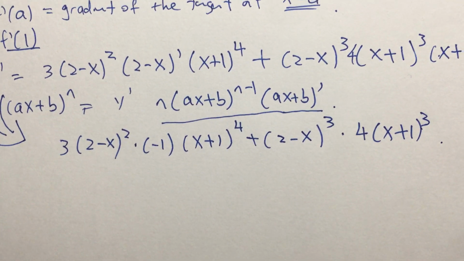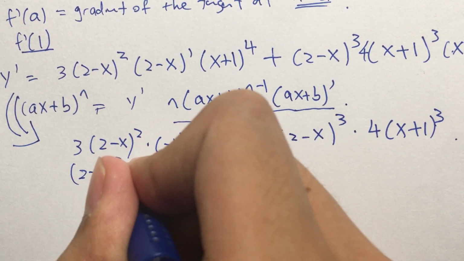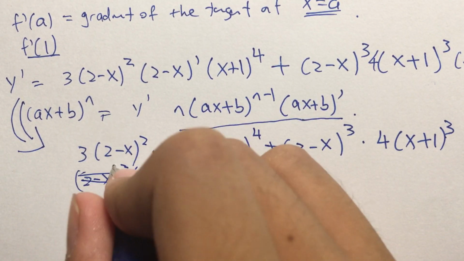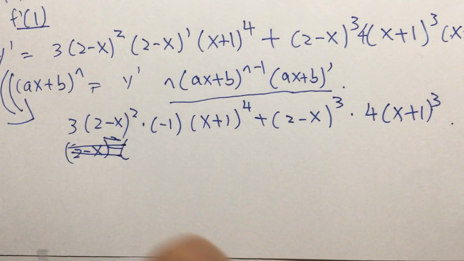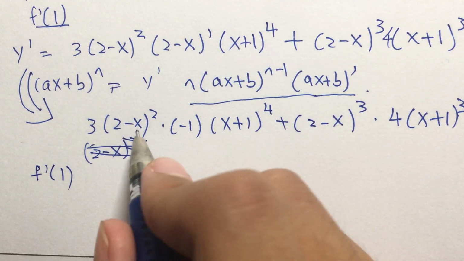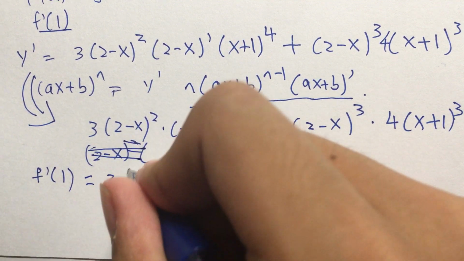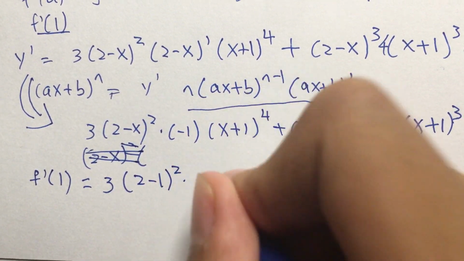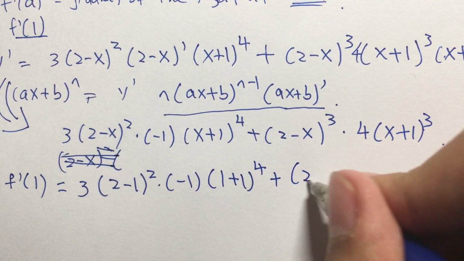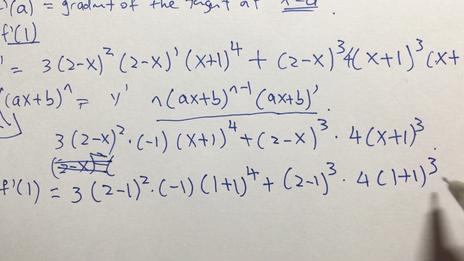And now we should simplify this again, which becomes 2 minus x bracket squared times, well, we don't really need to simplify this. We can just bring our x equals 1 in it. So we substitute x by 1. So we substitute, becomes 3 times 2 minus 1 bracket squared times negative 1 times 1 plus 1 to the power of 4 plus 2 minus 1 to the power of 3 times 4 times 1 plus 1 to the power of 3.